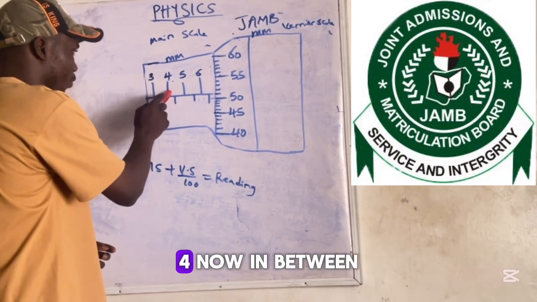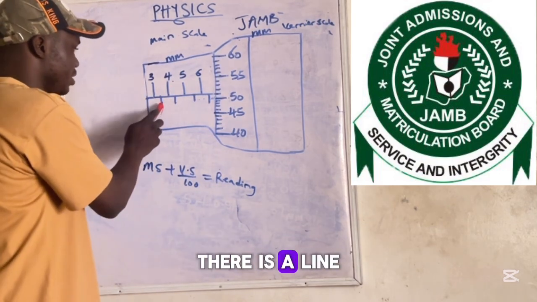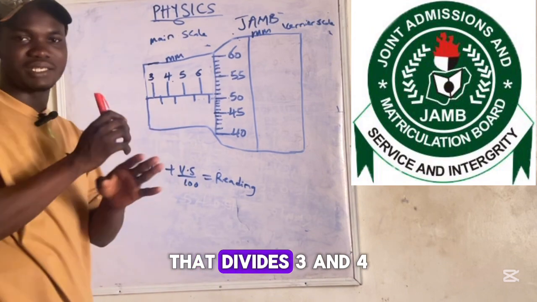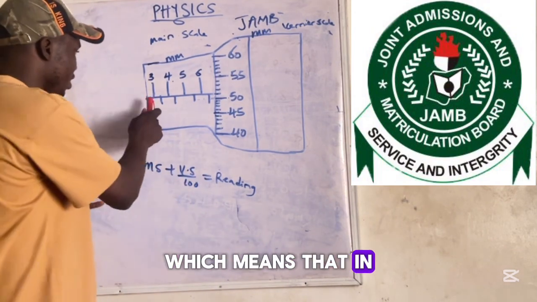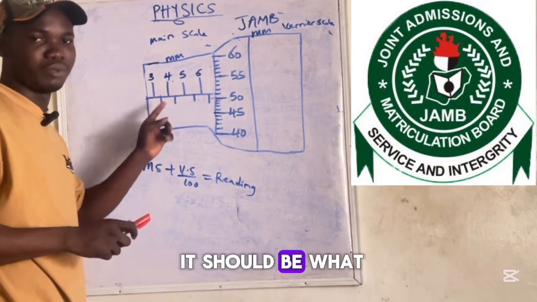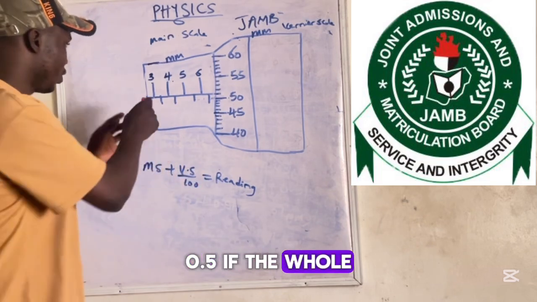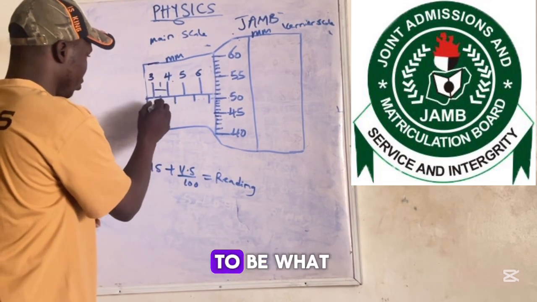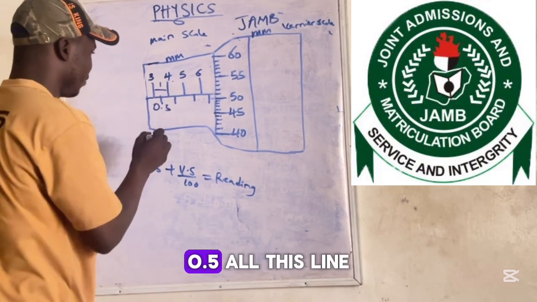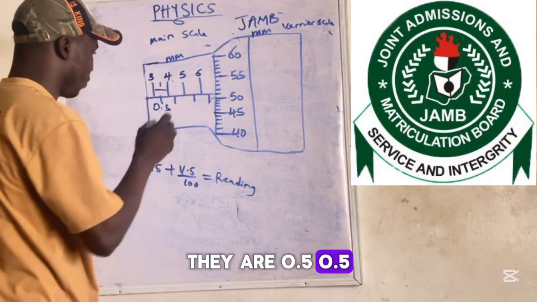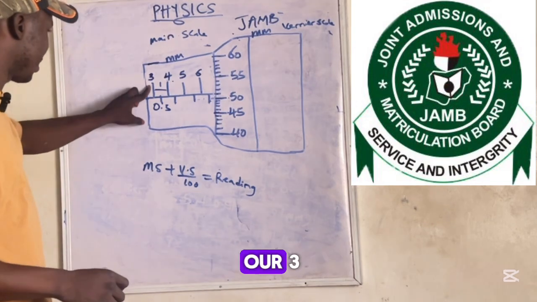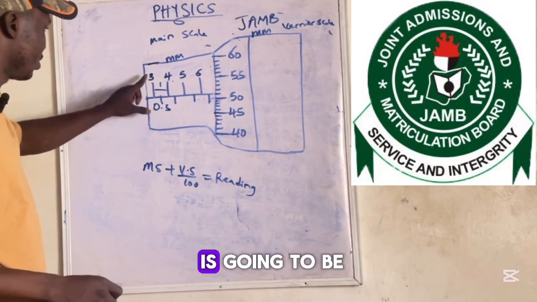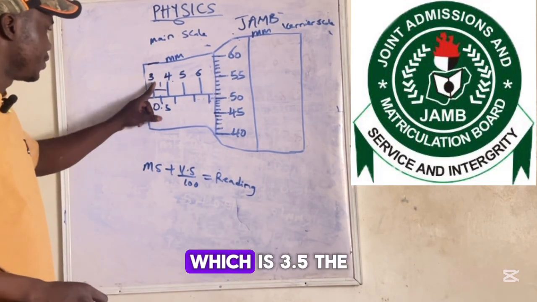Now, if you look at 3, after this 3, the next number we have here is 4. In between 3 and 4, there is a line that bisects it, that divides 3 and 4, which means that the line that divides it will be 0.5. If the whole number from here to here is 1, then half of it is going to be 0.5. All these lines are 0.5. Now, if this is our 3 and this is our 0.5, it's going to be 3 plus 0.5, which is 3.5.